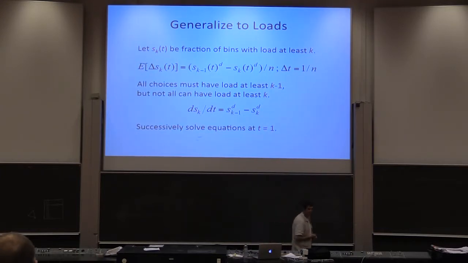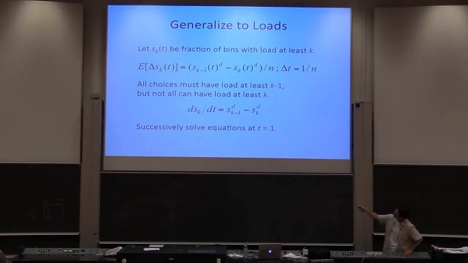All right, so that's good if all I care about is the non-empty bins. What about if I want to generalize to actually figuring out the loads? Let me have this notation. Instead of x's, I'll use s_k(t) to be the fraction of bins with load at least k. It turns out it's nicer with these equations to look at what I'll call the tails, the bins with load at least k as opposed to exactly k. Obviously, if we've got the tails, we can figure out the loads with exactly k from these values with load at least k. But it's going to be easier to write equations in terms of these variables.